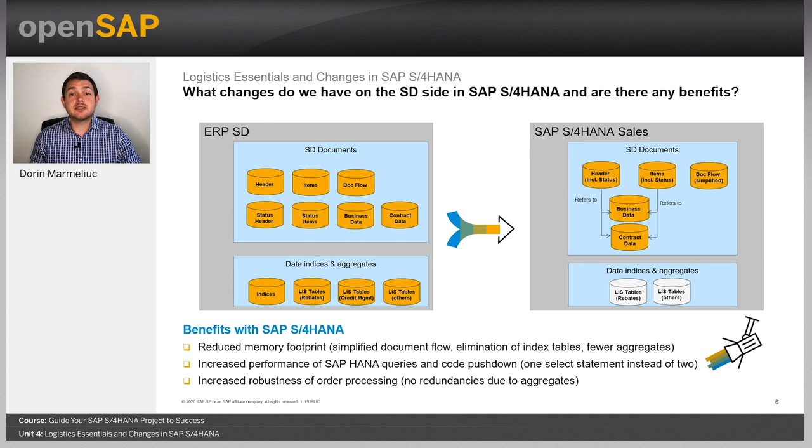We use one select statement instead of two, which signifies a substantial increase in performance of SAP HANA queries and pushdown code. Last but certainly not least is the fact that there are no redundancies due to aggregates, which in effect increases the robustness of order processing.